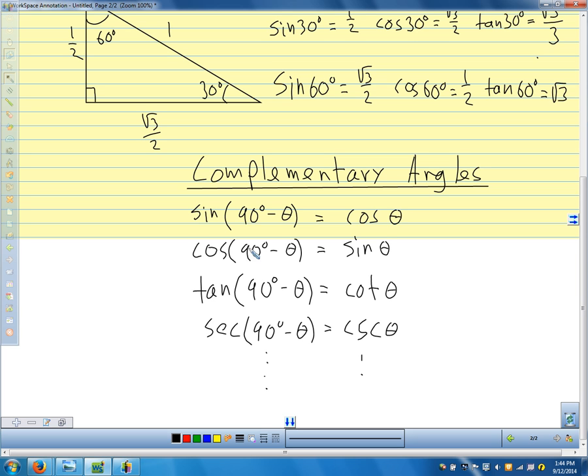So sometimes this can help us solve problems. We'll end up with some problem where we have a 90 degrees minus theta or a pi over 2 minus theta. We can replace that with just the cofunction of the angle. All right, questions there?